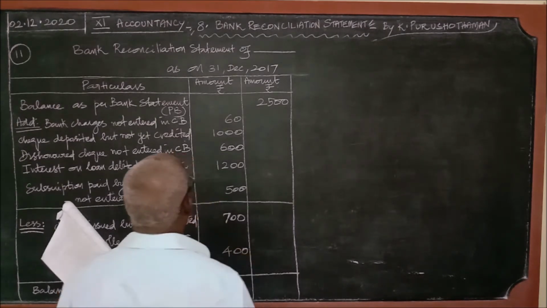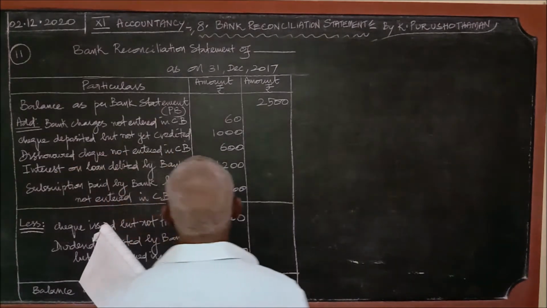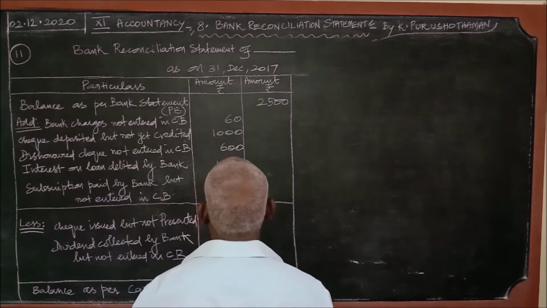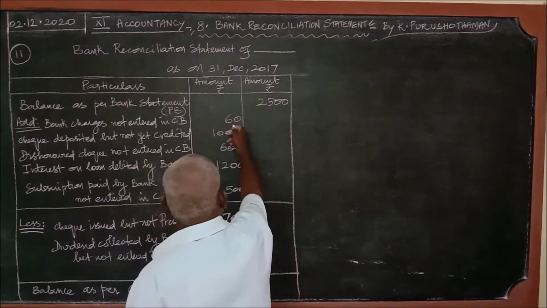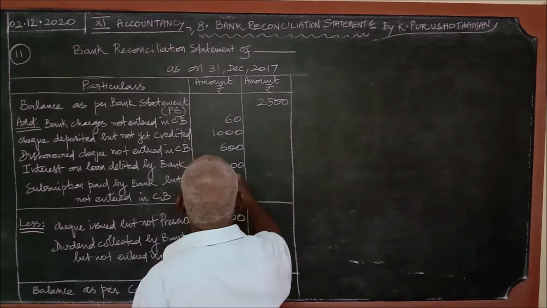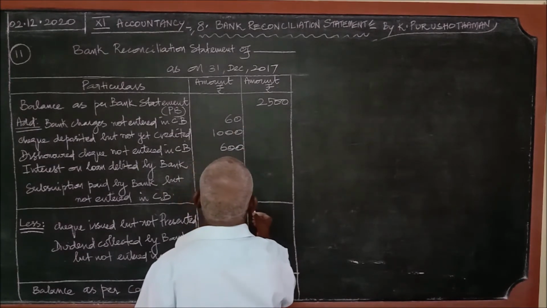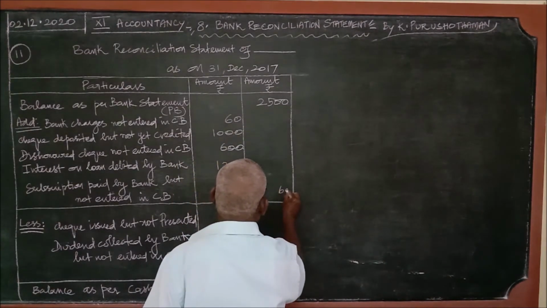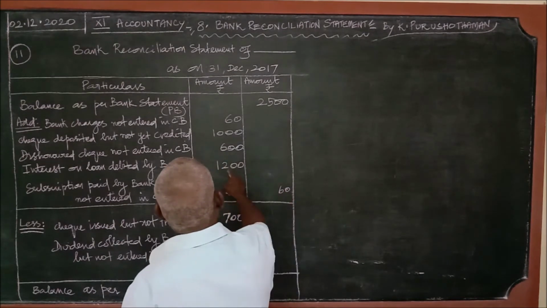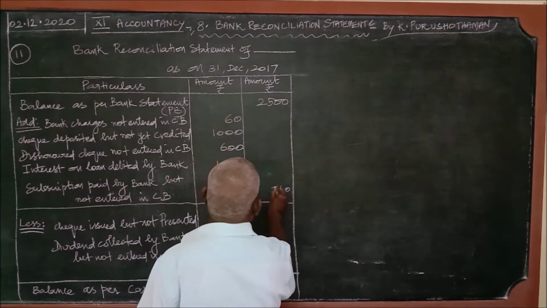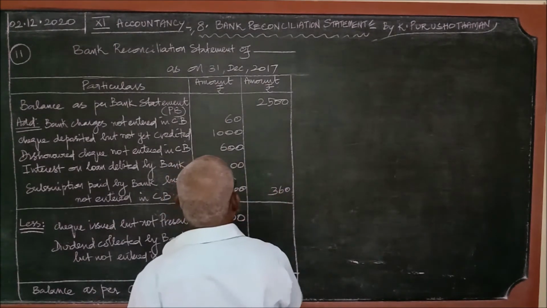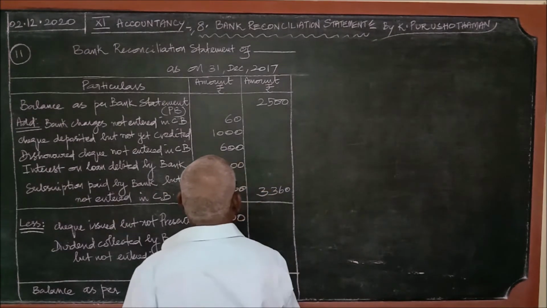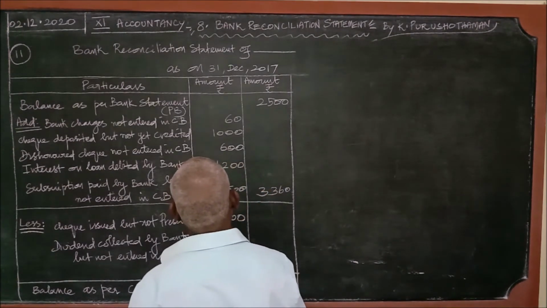Now we should close the statement. What is the total of all odd items? Odd items is 60. $3,360.